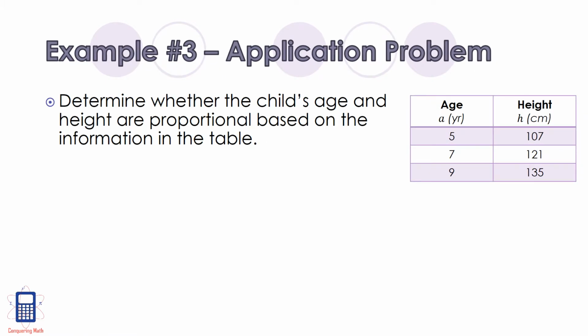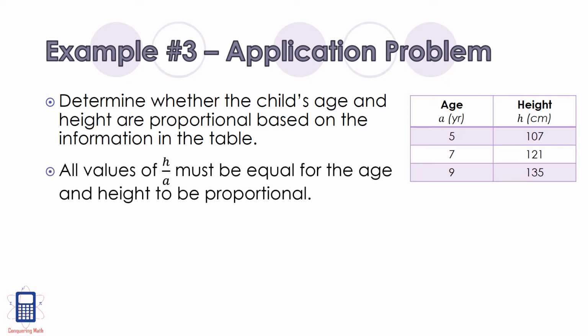Now let's apply what we've learned to this problem. We need to determine whether the child's age and height are proportional based on the information in the table. In the left-hand column, we have the child's age in years, and in the right-hand column, we have the child's height in centimeters. We're going to use the value of ratios approach because there's 3 different ratios here. So we need all values of h over a to be equal for the age and height to be proportional.